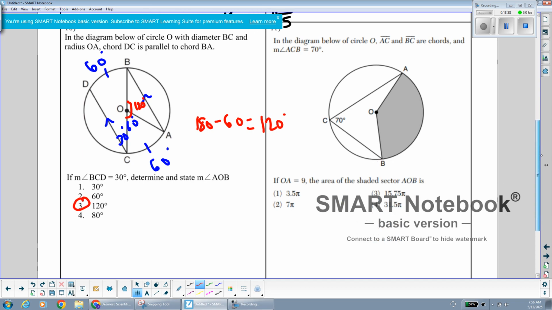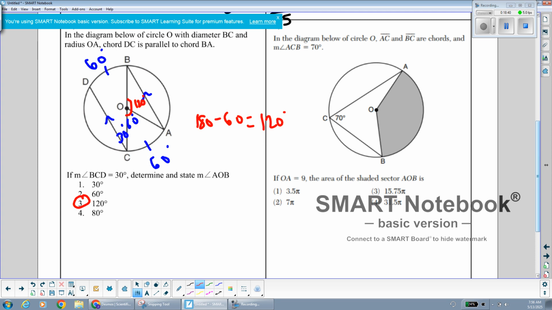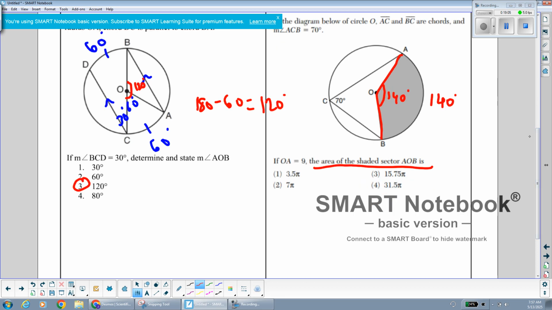This next one over here is sector area. It says find the area of the shaded sector. So be careful. We're not using 70 degrees. We need the central angle that opens up to the shaded sector. So if this is an inscribed angle that's 70, that means that the arc is 140 degrees, and that means that the central angle is also 140 degrees.